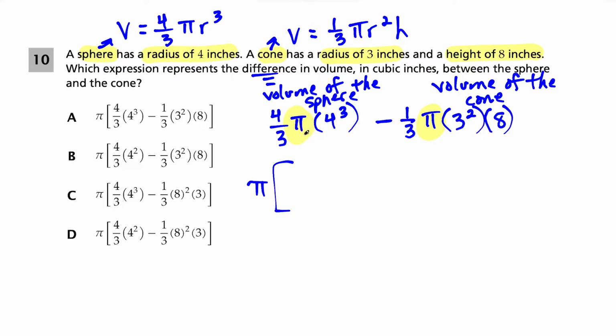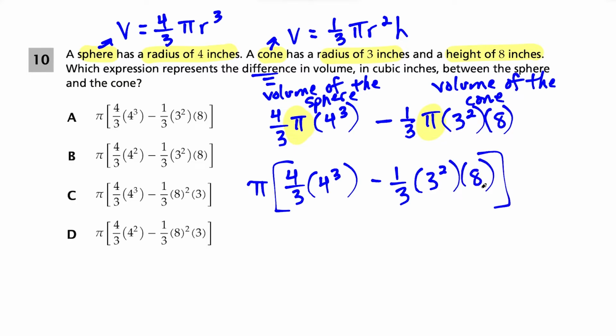On the first term, if we divide everything by pi, we're left with 4/3 times 4 to the third power. And now we're going to have minus, with the second part of the expression, a 1/3 left if we factor out the pi. And then we also have a 3² times 8. Okay, so we're just looking for the answer choice that matches this.